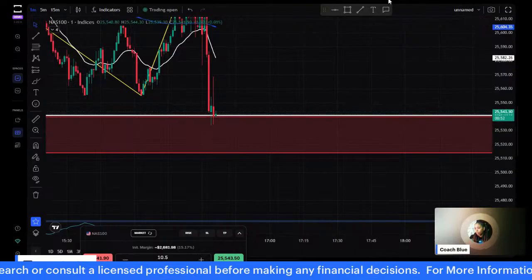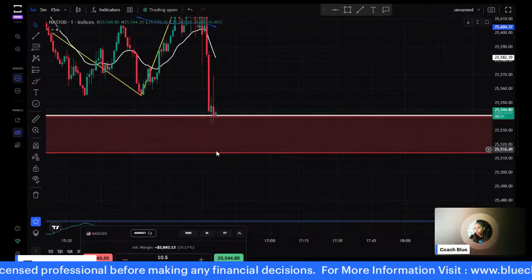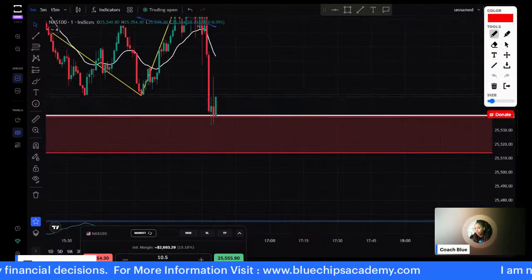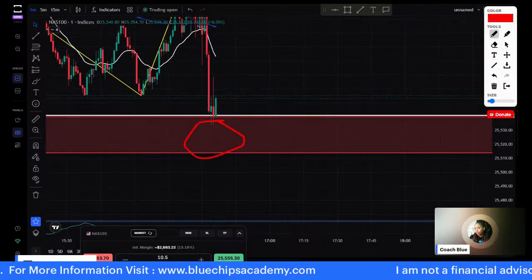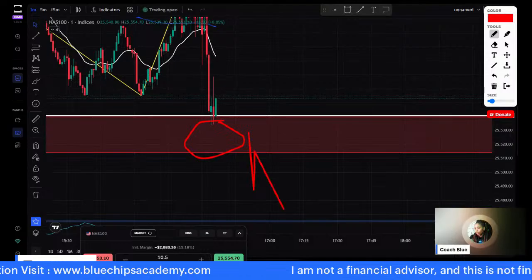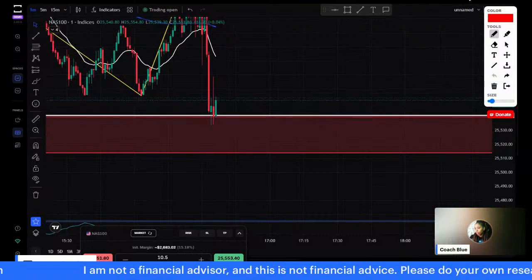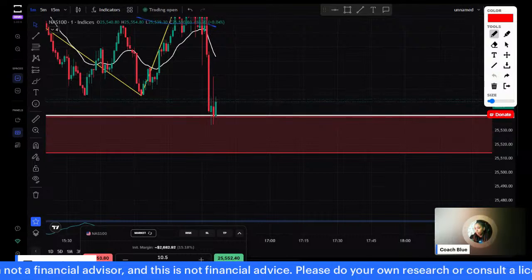Remember, it's not considered a breakout until we break out of the red area, the red zone right here. This is just telling us to get ready for a sale, but we need to break out of this red zone for it to be considered a breakout. So let's see what we get.